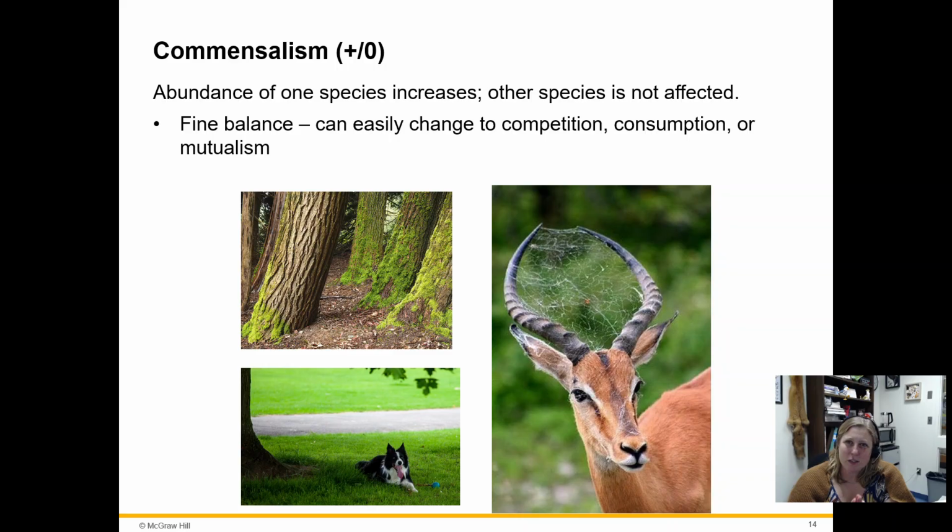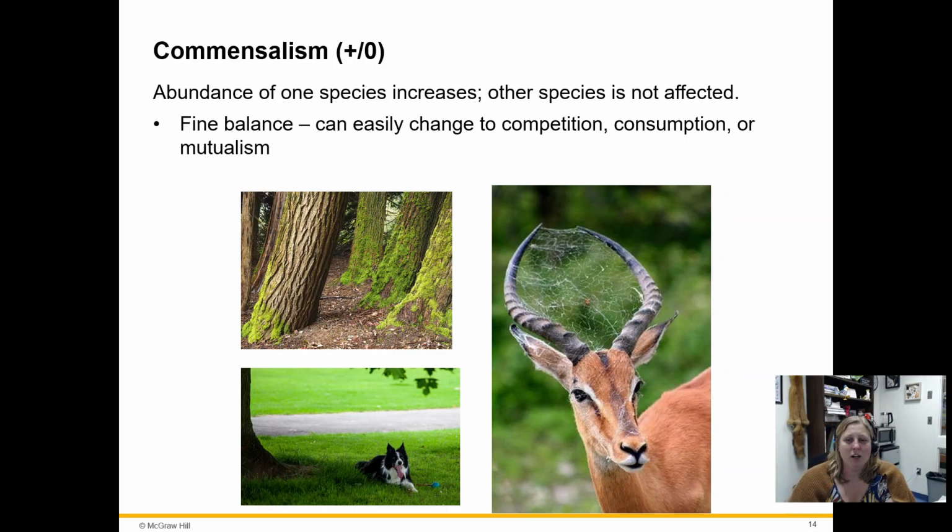Generally speaking, if we talk about something like commensalism or even competition or predation, we can easily see those shift into different environments and areas. We can absolutely see, again, seed dispersal with herbivory. It might be consumption, but really it's mutualism because it's allowing those plant seeds to move away from the parent plant, and that's going to be really beneficial. But commensalism is one that really easily changes into competition, consumption, or mutualism.